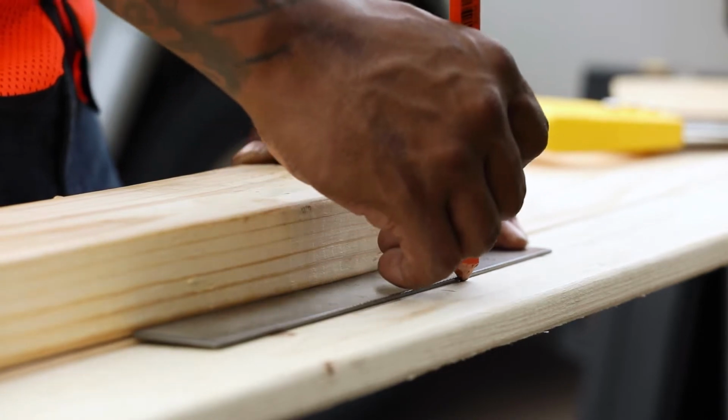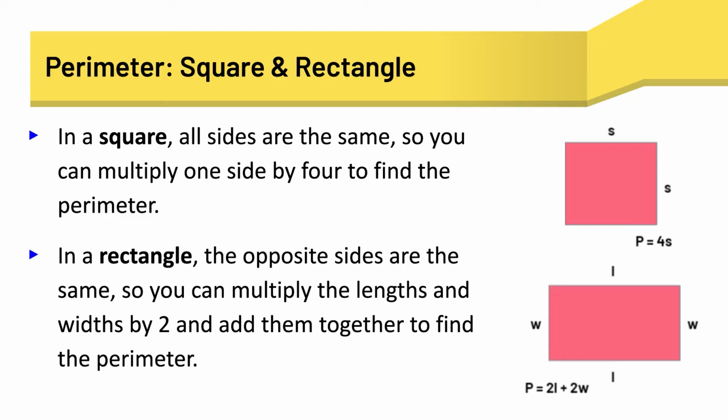Perimeter is a measurement of the distance around a shape. In a square, all the sides are the same, so if you know one side, you can multiply it by 4 to find the perimeter. In a rectangle, the opposite sides are the same, so you can multiply the lengths and the widths by 2 and add them together to find the perimeter.